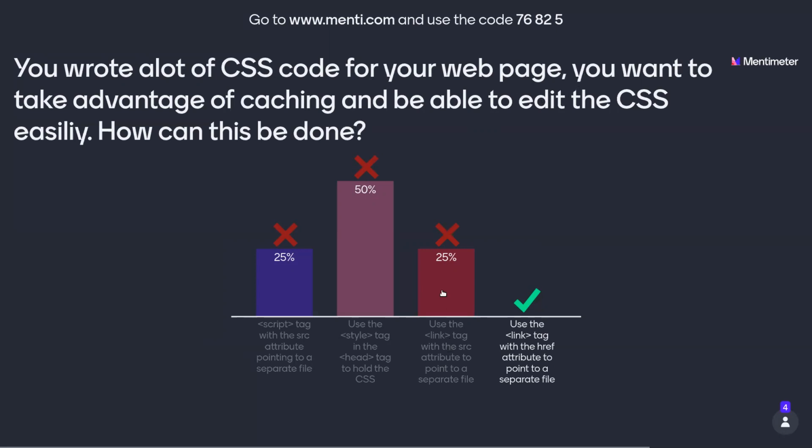This third option, use the link tag with the source attribute to point to a separate file. Very close, but we wouldn't use the source attribute because CSS is an HTML specification. It is hypertext. So you point at it with the hypertext reference. So use the link tag with the hypertext reference, the href attribute, to point to a separate file. That's the correct answer.